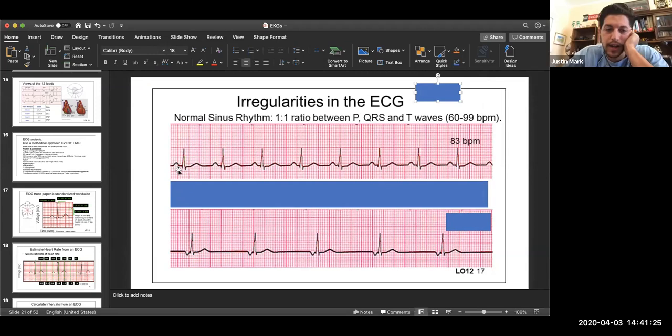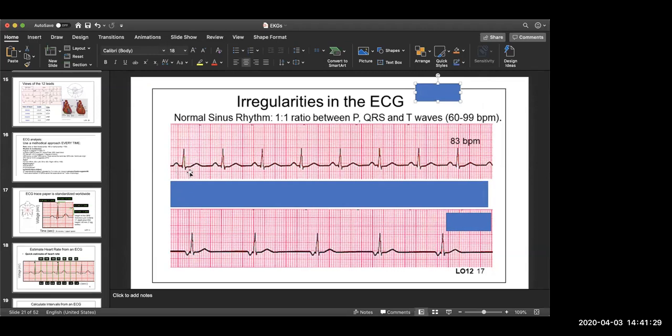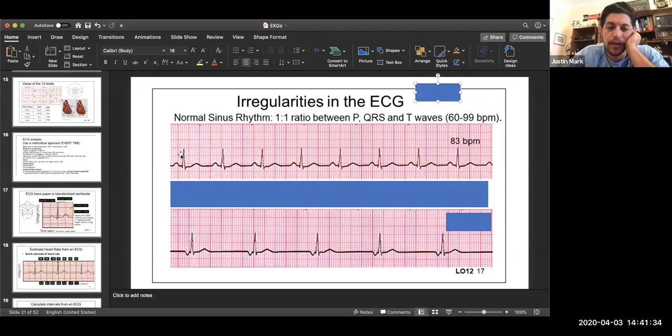Do we have QRSs? Absolutely. Do we have T waves? Yeah. Do we have a P before every QRS before a T? Because we do, it tells me that the heart is being paced by the SA node.